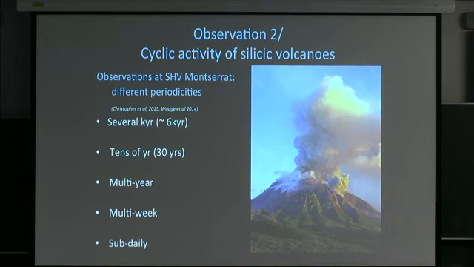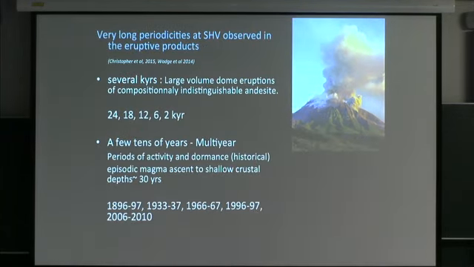So I'm going to shortly review all these periodicities. Very long periodicities are recorded in the eruptive product. At the Soufrière Hills, Montserrat, we observe that large volume eruptions of compositionally indistinguishable andesite are emitted every 6 to 4 kiloyears, at 24, 18, 12, 6, and 2 kiloyears. So you have a nice cyclicity here.